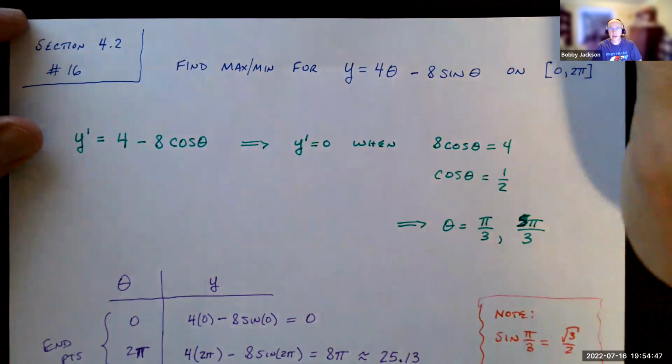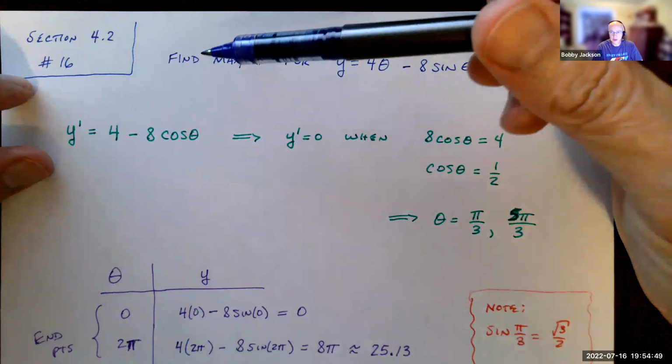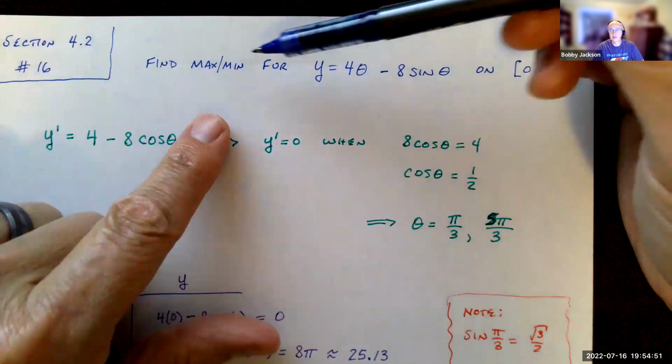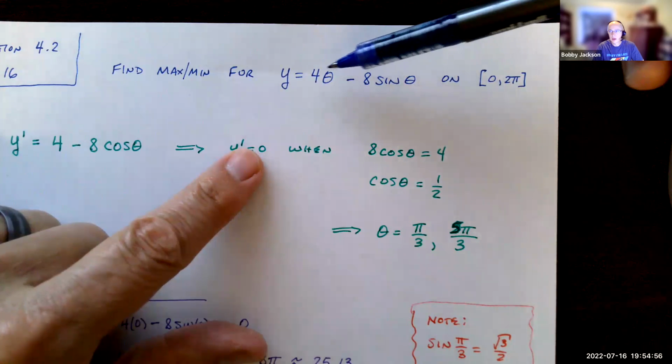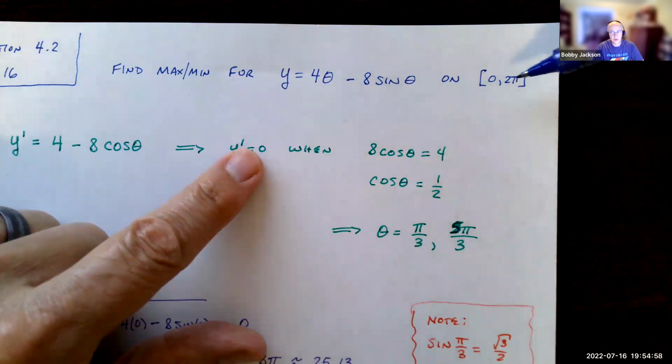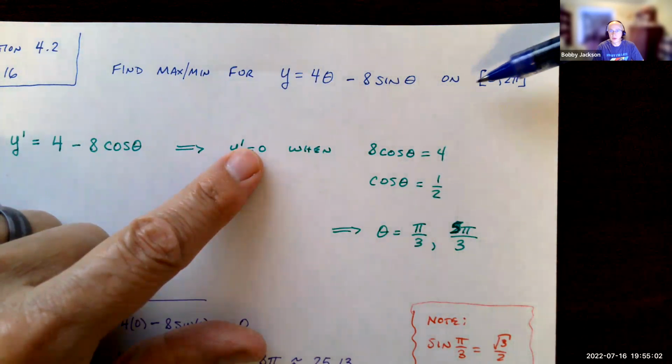Hey everyone, let's take a look at number 16 in section 4.2. We're defining the max and min for this function, or something very similar to it, on the interval, in this case from 0 to 2 pi, or again, something similar to it. So how do we do that?